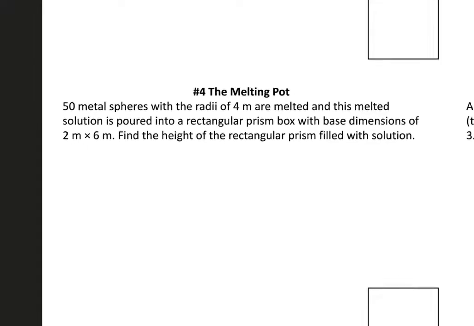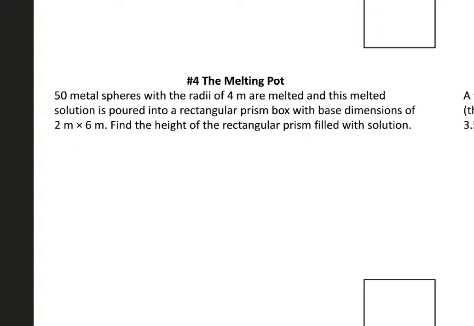All right, so looking at this second one here, the melting pot, it says you have 50 metal spheres with a radius of 4 meters, and they're melted and then poured into a rectangular prism box with base dimensions 2 by 6. We want to find the height of the rectangular prism.